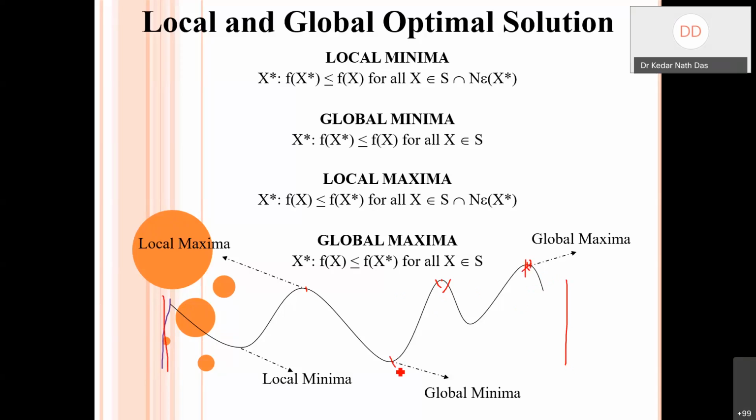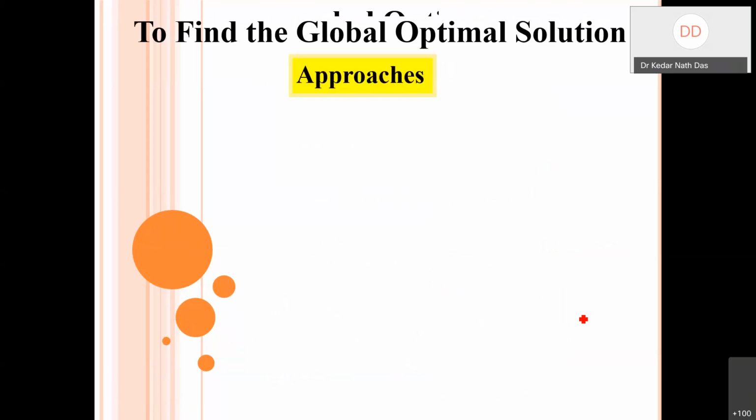Similarly for the minimum, the global minimum is the overall minimum, and the minima in the neighborhood are called local minima, which is actually written in the definition too. But our main focus is to catch hold of the global maxima rather than the local maxima. We are not interested in the local ones. So the global maxima and global minima are our main focus in this approach. Just to find this global optimal solution, there are two different types of approaches.